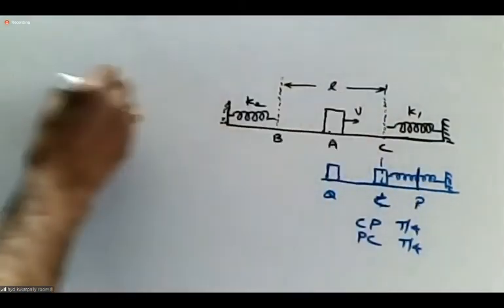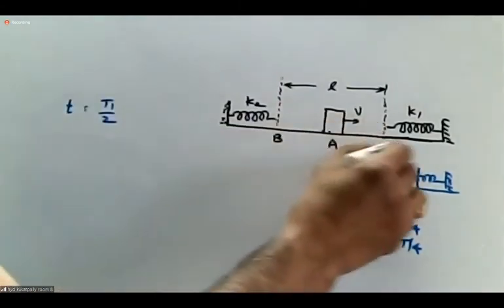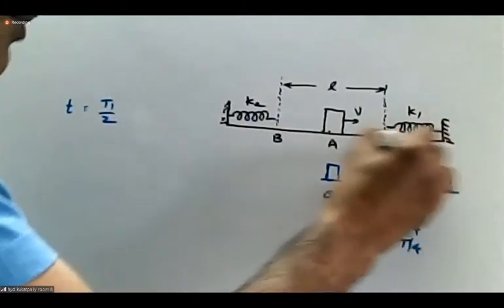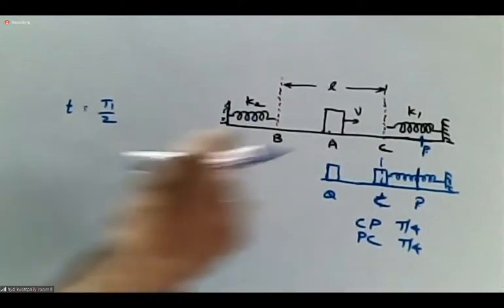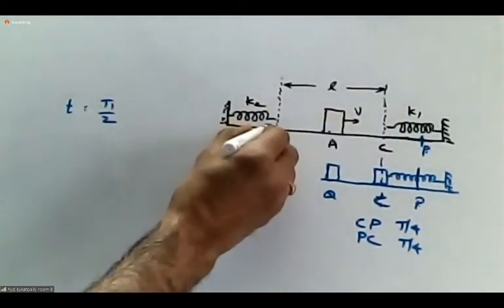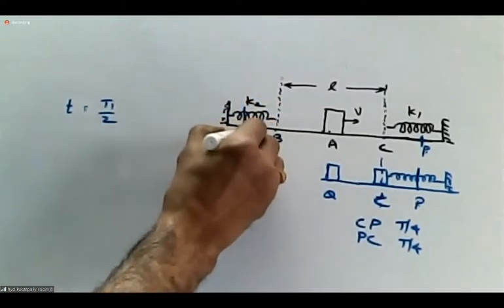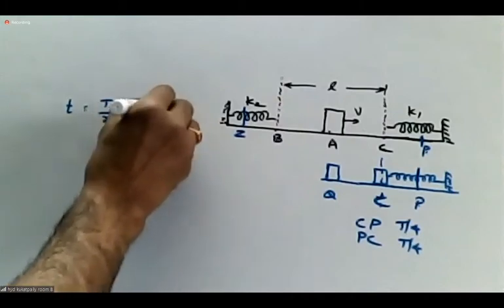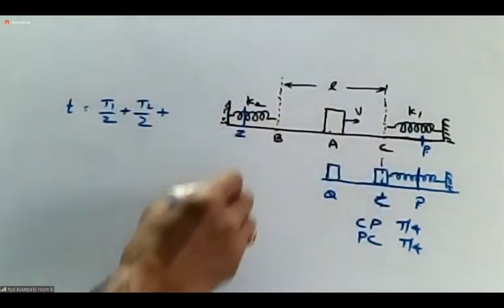Okay, so time taken t is equal to T1 by 2, where C to some point here P and then P to C. That is time period T1 by 2. After that it comes, similarly it hits B. B to some Z it will go and then Z to B. Time period will be T2 by 2. Plus, in between, sir, between B and C, what happens?